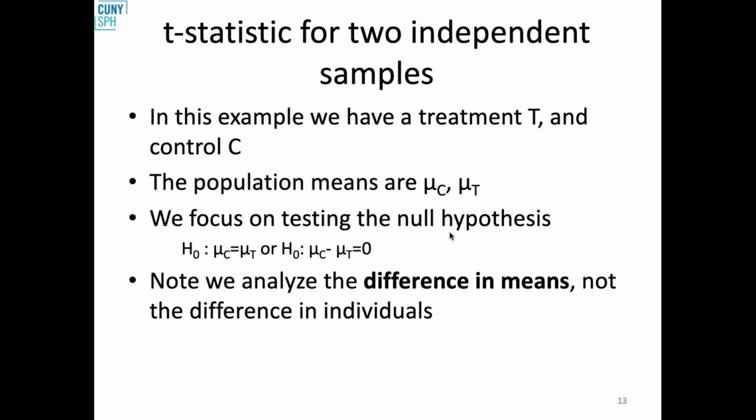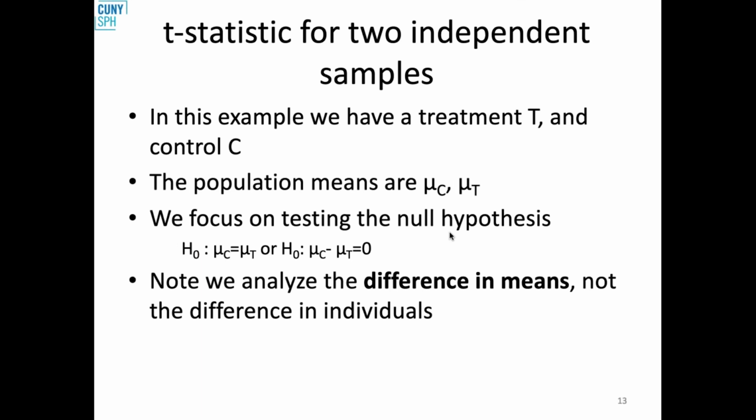So we have a treatment group, we have a control group. Basically, the cell phone group is the treatment group. Population mean for the control group, mean for the treatment group. We focus on testing the null hypothesis. If I don't know which way it's going to work, the null hypothesis could be the mean of the control group is equal to the mean of the treatment group. In other words, no difference in reaction time.